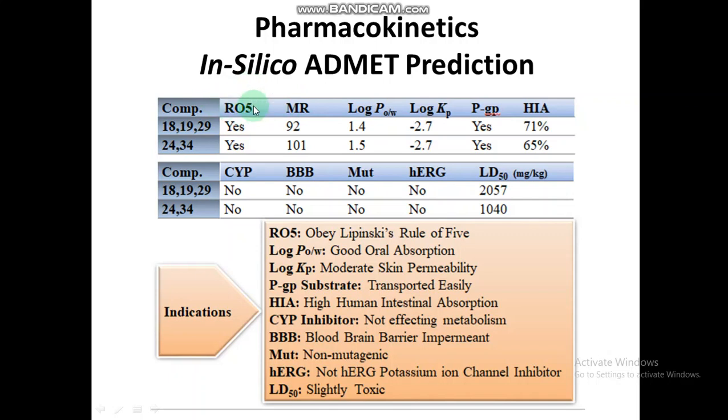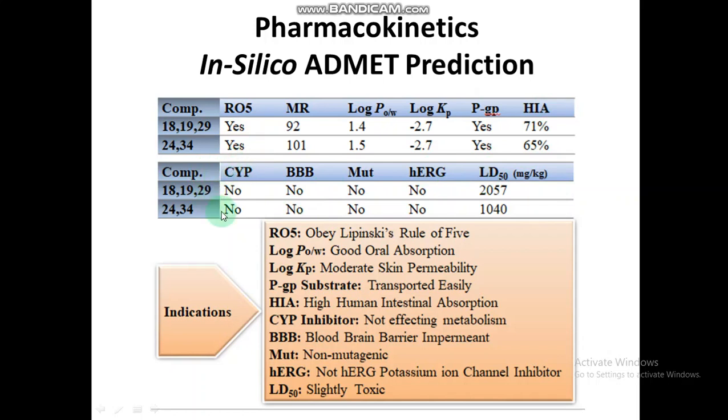If you look at the rule of 5, they obey the rule of 5. Molar refractivity is 92 and 101, and log P is not very high, which is 1.4 and 1.5, which shows that the compounds have good oral absorptivity. Then log Kp values give us skin permeability. Then P-gp substrate, yes, these are P-gp substrates. It means they will be metabolized, and they will be transported easily through this substrate, and human intestinal absorption is very good.